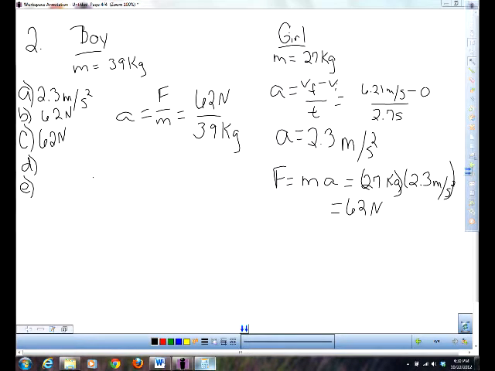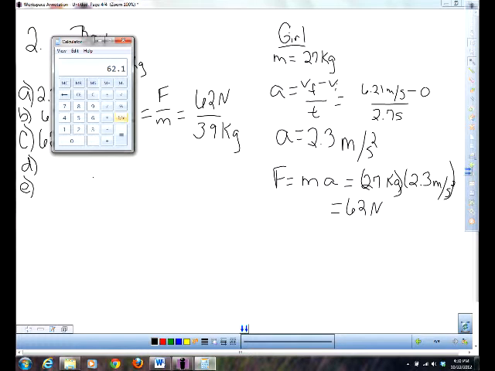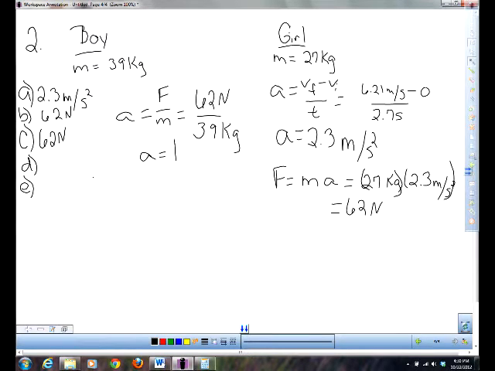So here, 62 divided by 39, equal to 1.58. We can only take two of those, so 1.6. So the acceleration is 1.6 meters per second squared.